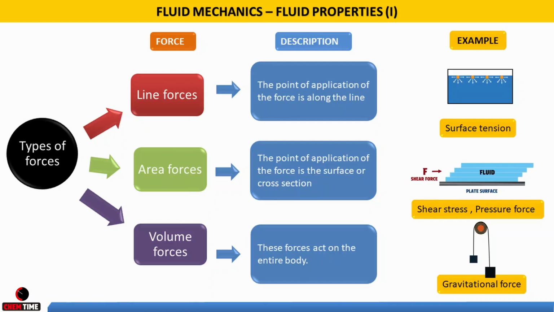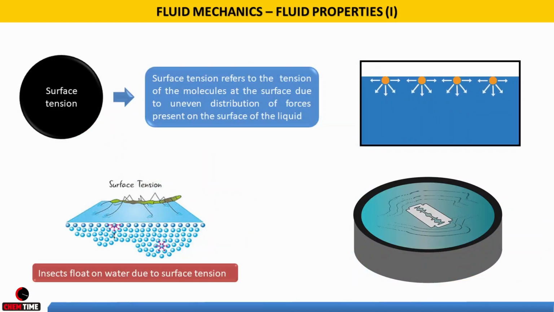Surface tension is defined as the tension of the molecules at the surface due to uneven distribution of forces present on the surface of the liquids, and this phenomenon is responsible for floating of insects on the water surface. When insects are present on the water surface, the weight of the insect acts downwards, and this weight of the insect is opposed by the surface tension force. Since the surface tension force of water is higher than the weight of the insect, it floats on water.